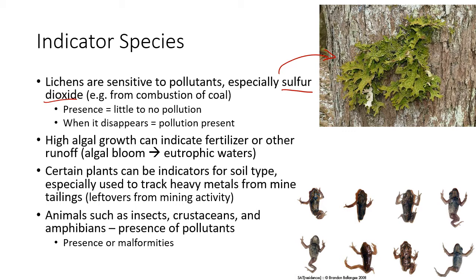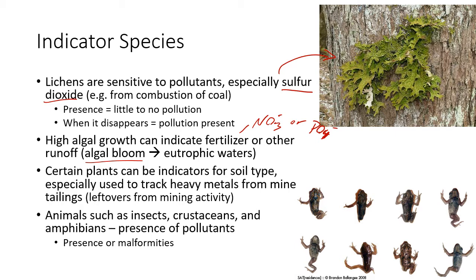Another example, high algal growth can indicate whether there are fertilizers. Remember, those are nitrates or phosphates, predominantly PO4, my bad. Whether there are nitrates or phosphates predominantly, but it could be other nutrients like iron, and that will cause algal blooms, which would then cause eutrophic waters. So if there's a high presence of algae, that indicates a lot of nutrients.